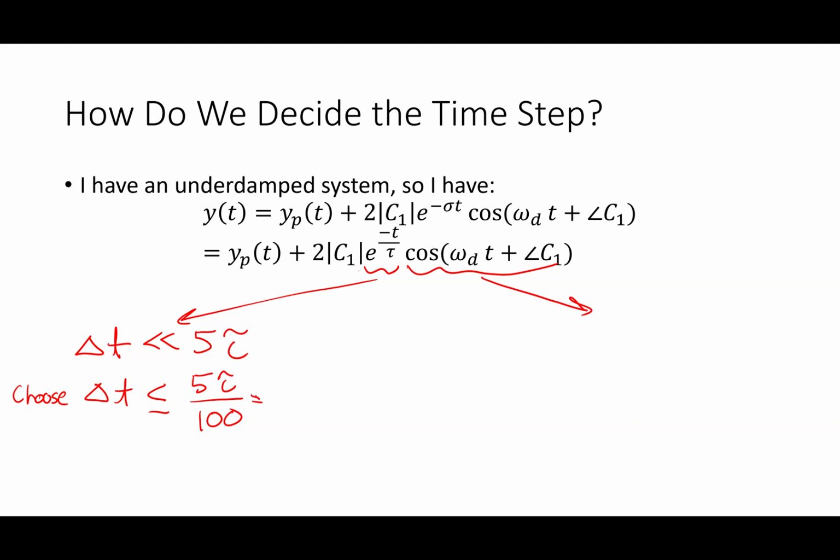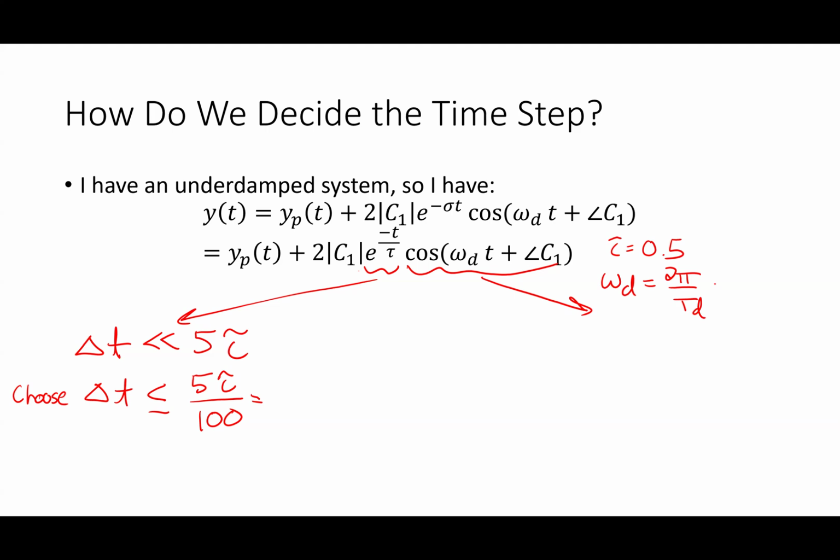So basically, my tau in this case was 0.5. My omega d, how can I turn that omega d into a period? Because that's cosine omega dt plus some angle. How do I relate that to a period? If I have an omega, how do I relate it to a period? 2 pi over the period, t sub d.